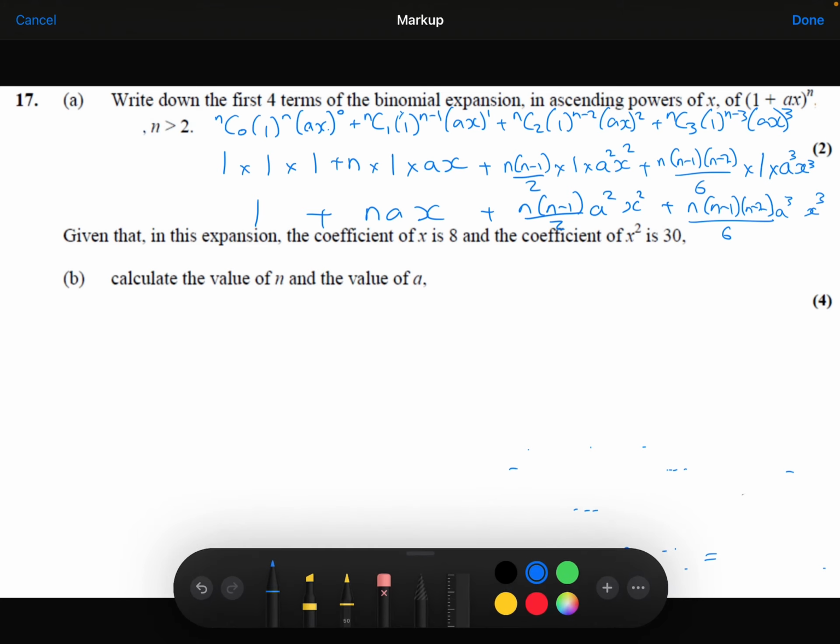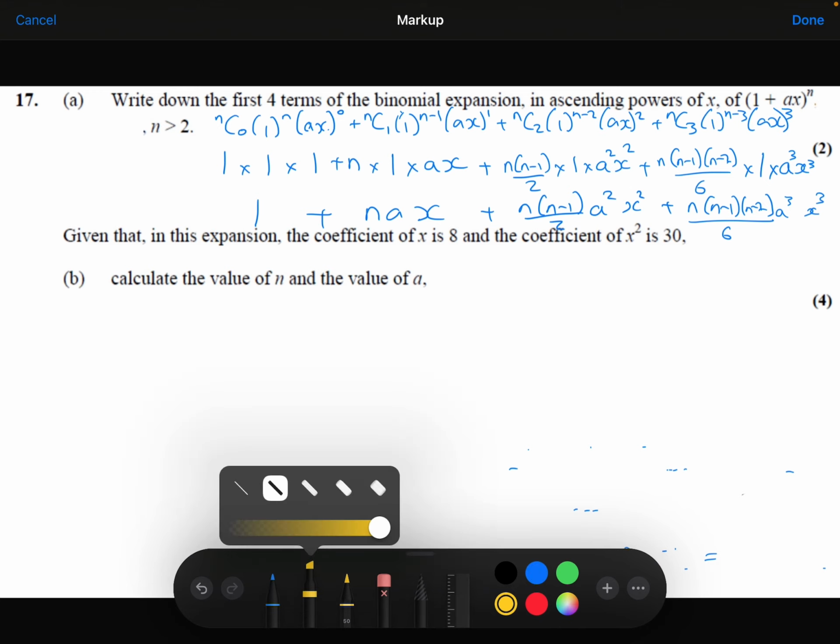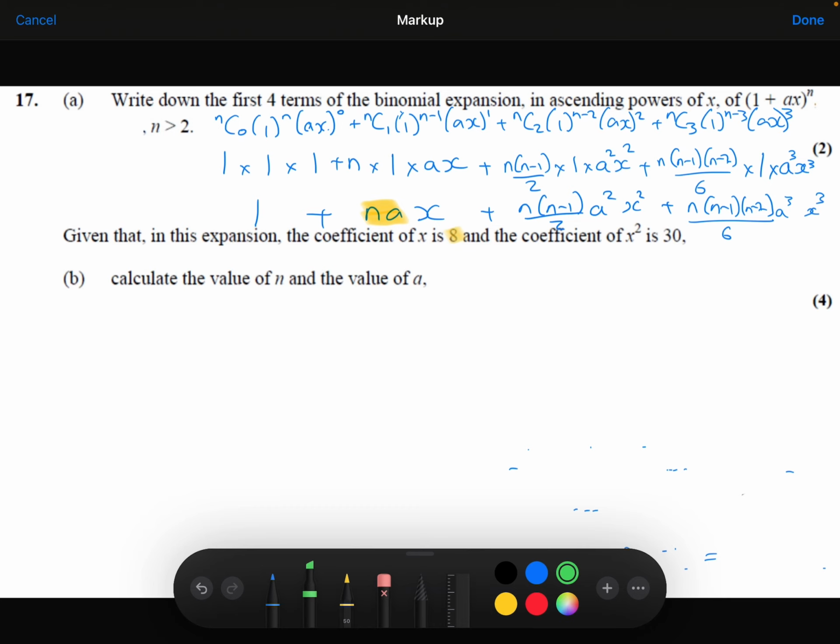Given that in this expansion, the coefficient of x is 8 and the coefficient of x squared is 30, I'm told that na equals 8 and n times (n minus 1) over 2 times a squared is equal to 30. I need to calculate the value of n and a. So this is simultaneous equations that I need to be solving here.